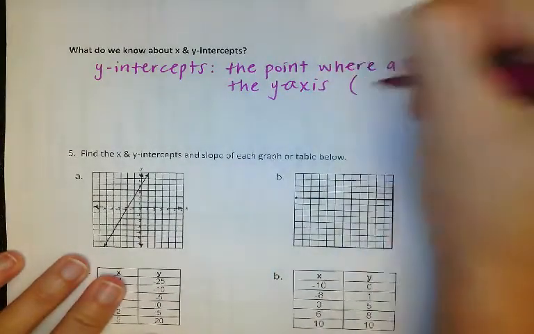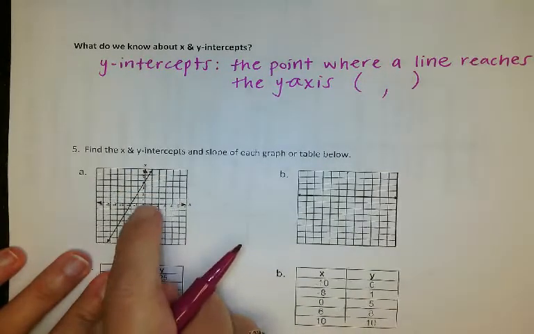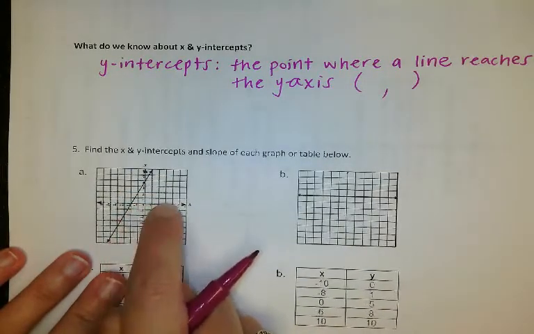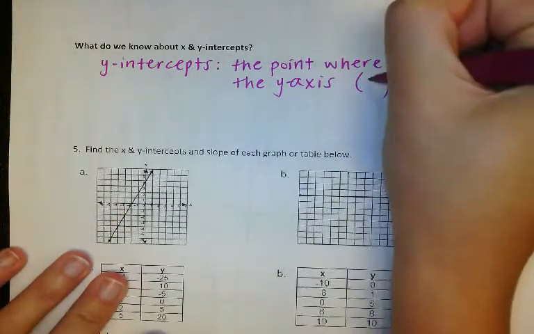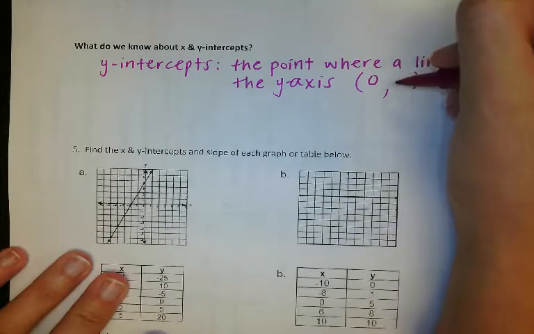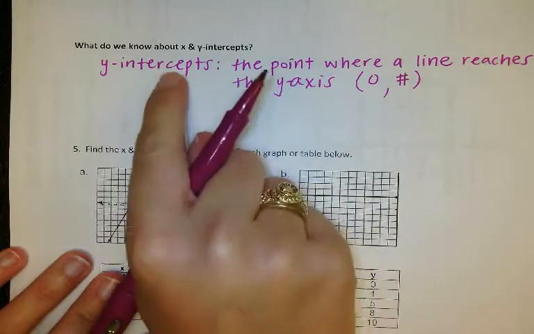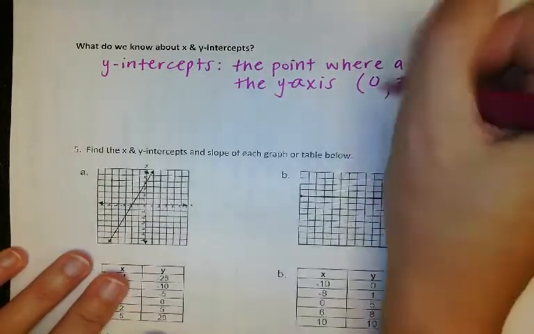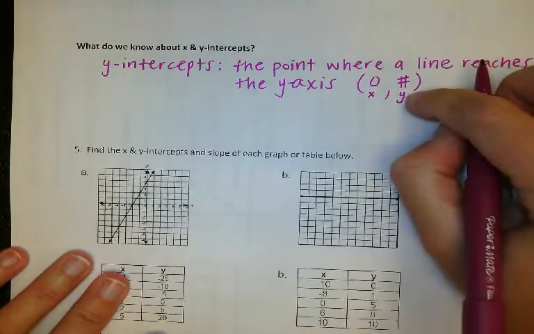and it also has a special pattern. So every point on the y-axis, to get there, you don't have to move to the left or the right at all. So the x value is always 0. Y value is always a number. So anytime you see y-intercept, you know, okay, the x is 0, the y is going to be some number.